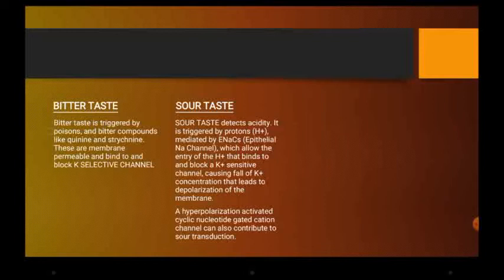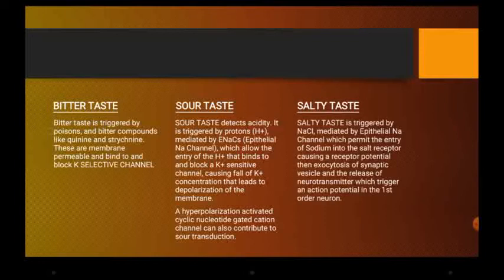Let's now go to saltiness. Salty taste is triggered by sodium chloride, mediated by epithelial sodium channel, which permits the entry of sodium into the salt receptor, causing a receptor potential. Then this will bring about exocytosis of a synaptic vesicle, and then the release of the neurotransmitter, which will trigger an action potential in the first order neuron.